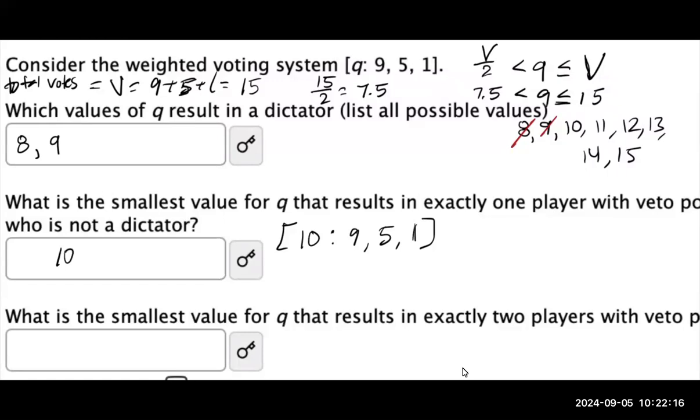Okay, then they say, what is the smallest value of Q that results in exactly 2 players with veto power? So let's see if 10 works for that as well. We already know that player 1 in this situation has veto power. But what if I take away player 2? If I take away player 2, then 9 plus 1 is 10, and so they're able to pass a motion without player 2. So player 2 does not have veto power. We're not going to talk about player 3, because player 2 is going to get veto power before player 1 does, since they have more votes. So 10 is not the answer, and I can cross it off.